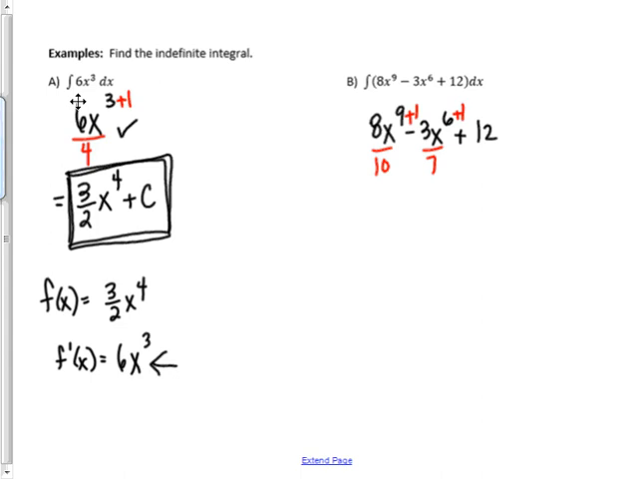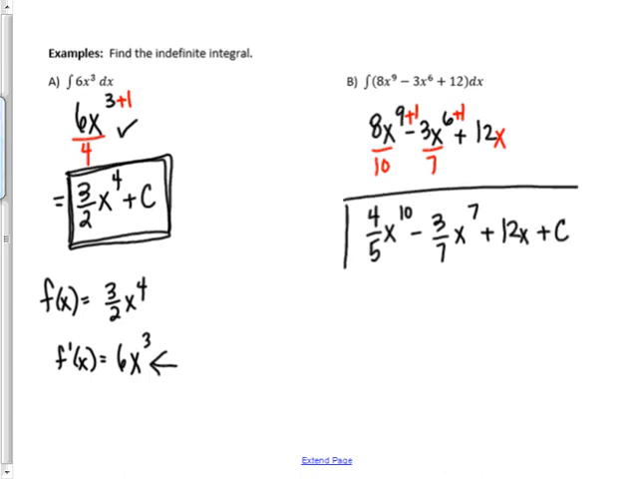When you have to integrate just a number, a constant, all you do is put that variable on there. Since I'm in dx, I'm going to put that x on there. So if I reduce it, I get 4/5 x to the 10th minus 3/7 x to the 7th plus 12x. Again, I'm going to put my plus c on there to stand for the fact that there may or may not have been some constant out there. If you want to check it, remember, just take the derivative.